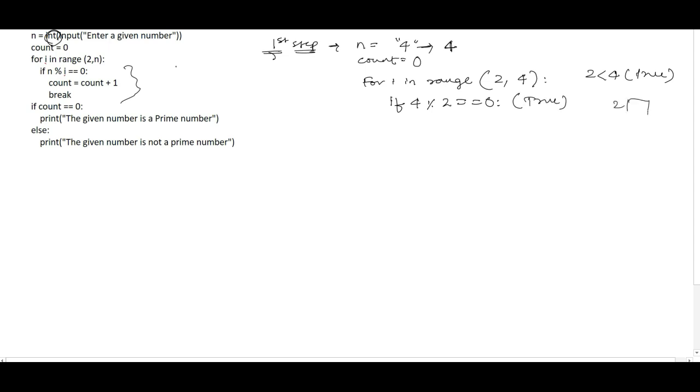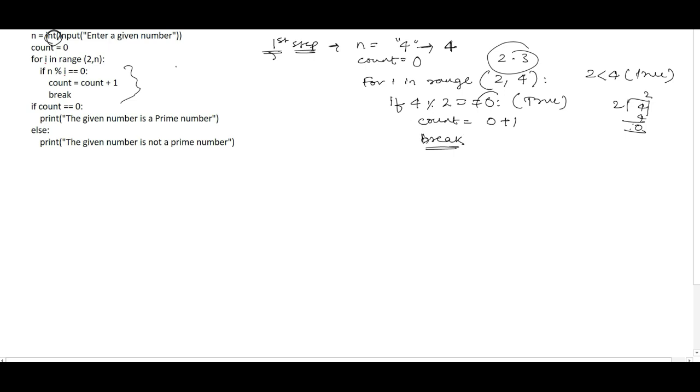When we are dividing 4 by 2, we are getting a remainder of 0. So this condition is also true. So what it does is increment the count by 1, count plus 1, count initially we have 0, so plus 1. Clear? And then we break this statement. Why do we break? Because we don't need to check further numbers, because we got at least one such divisor between 2 and n minus 1, that is between 2 and 3 we have one divisor. So this is not a prime number.